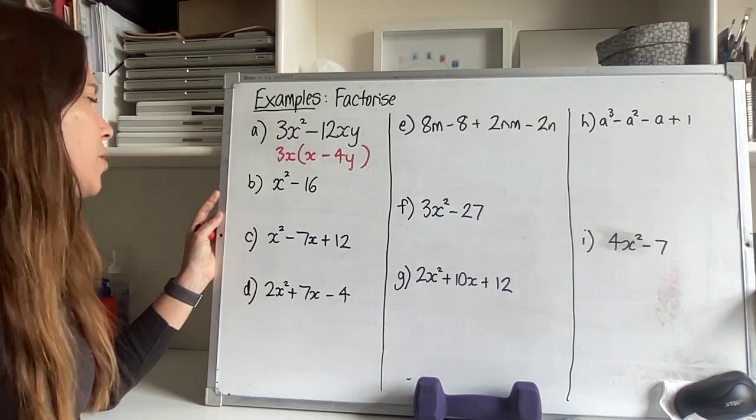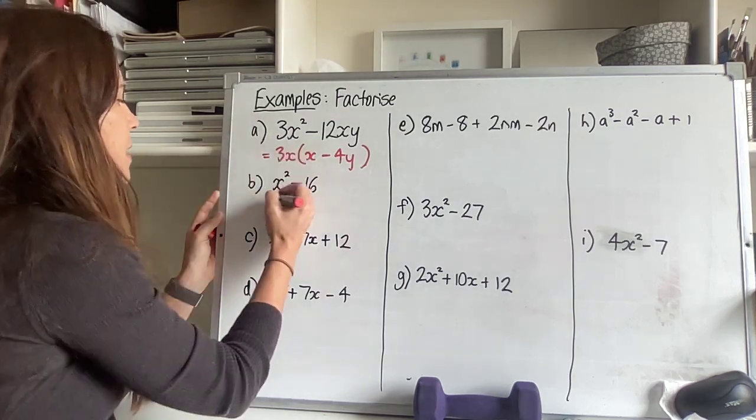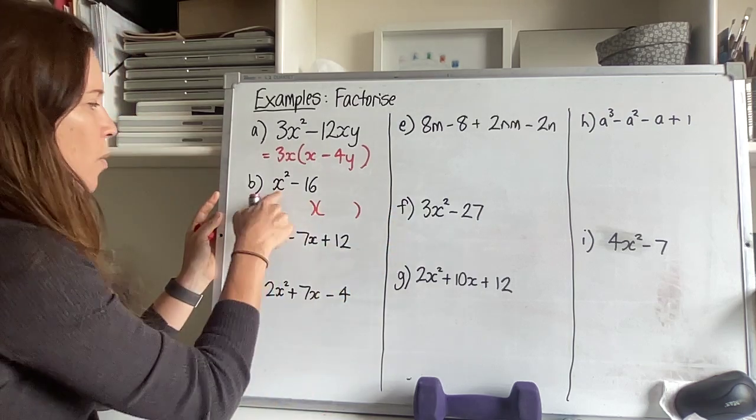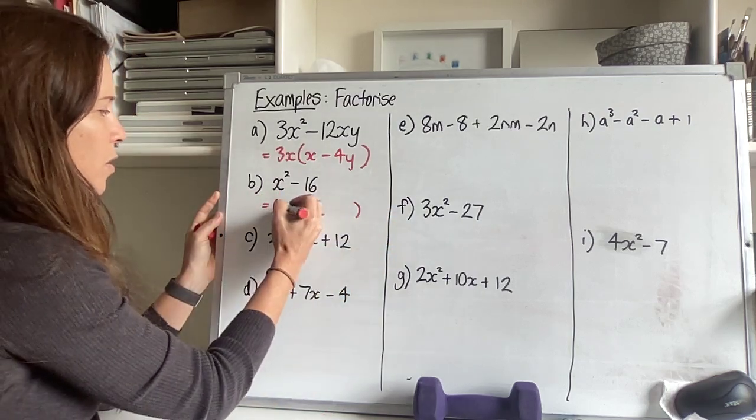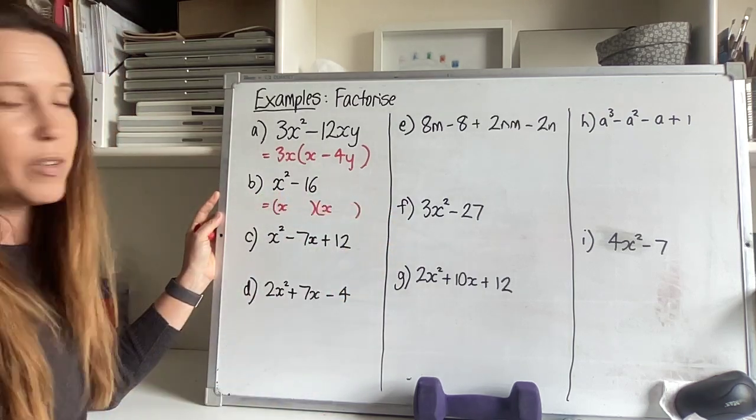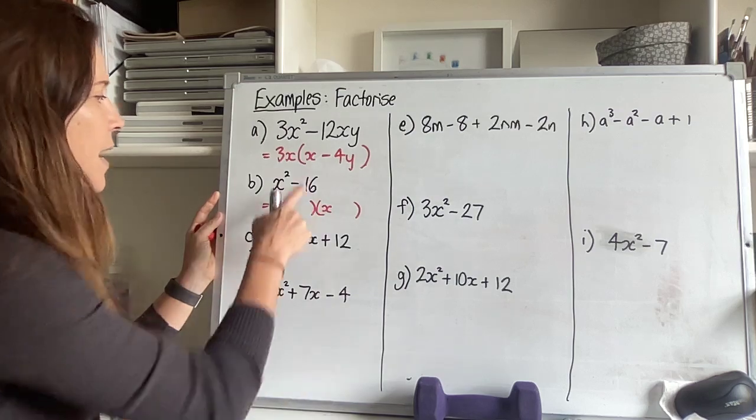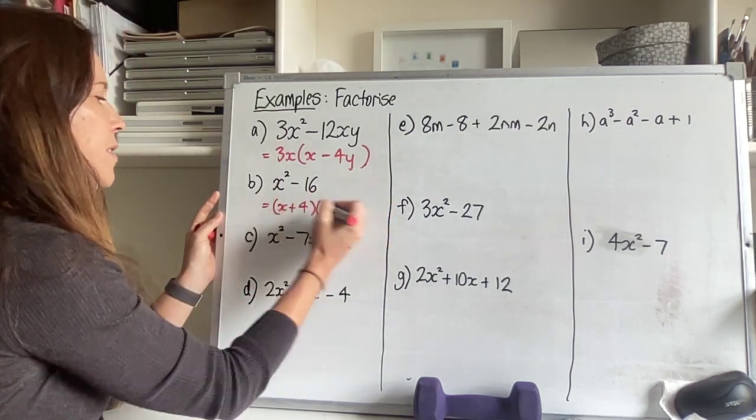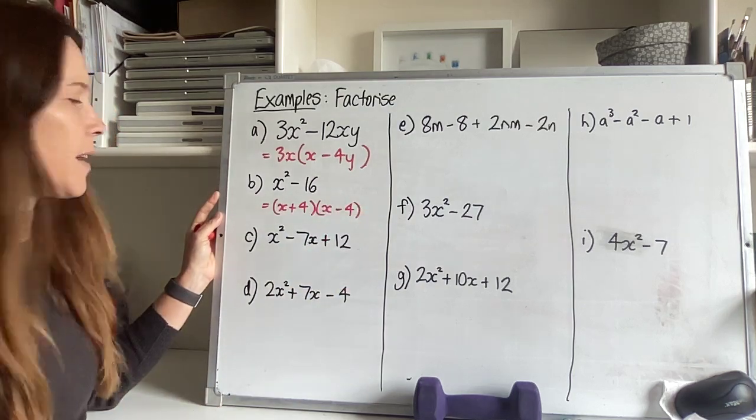I can see that this is the difference of 2 squares. So I've come to see over time that that gives me this sort of shape where I need to take the square root of the first term and put it as the first term in both sets of brackets, and the square root of the second term, which in this case is 4, and then I have a plus in one set of brackets and a minus in the other set.